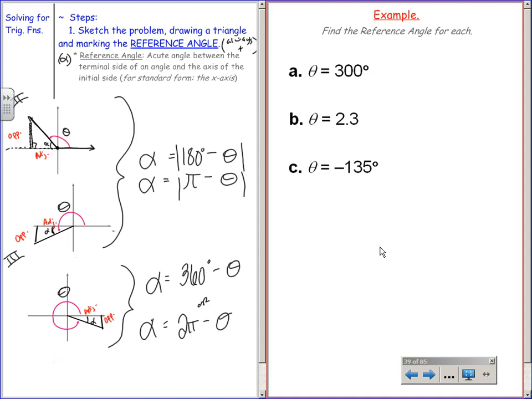300 degrees. How many of you guys are in the fourth quadrant? Okay. Anybody thinking better in radians and you would rather see that this guy is actually 5 pi over 3? No? Well, only 4 of you raised your hands that you knew it was in the fourth quadrant.